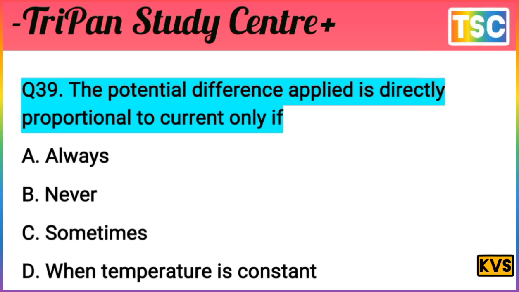The potential difference applied is directly proportional to the current only if: A. always, B. never, C. sometimes, D. when temperature is constant. That's an important question for the exam. The question is clear.